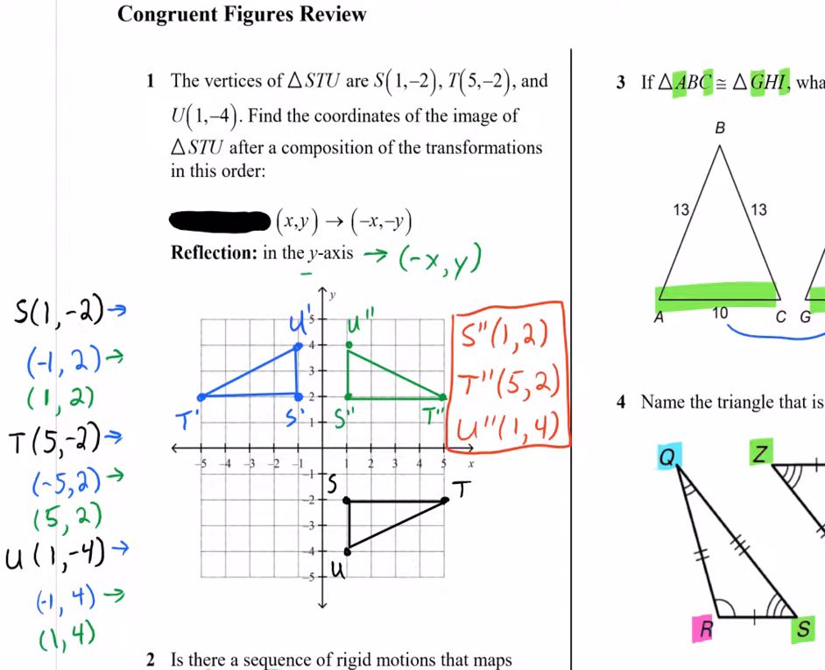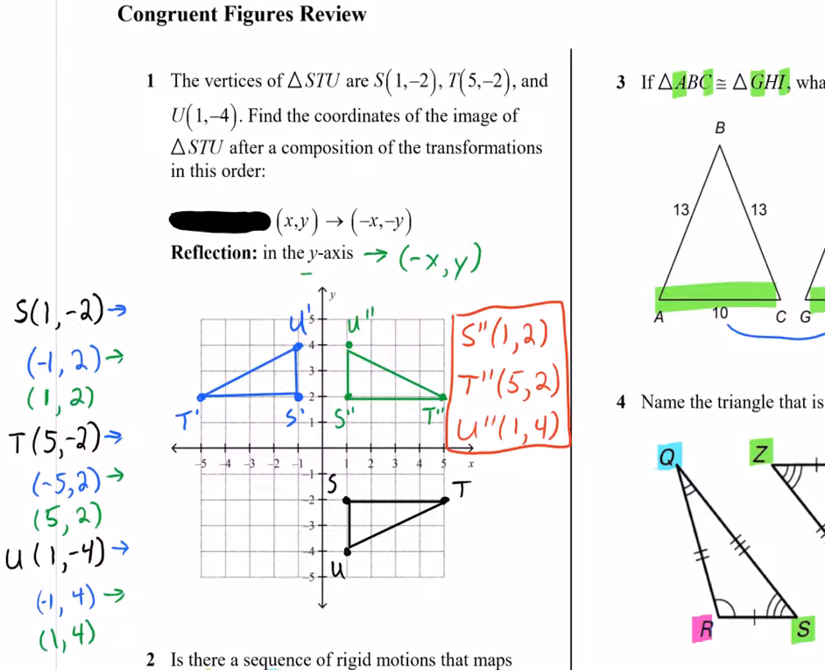We're looking at the congruent figure test review. Number 1 says the vertices of triangle STU are S at 1, negative 2, T at 5, negative 2, and U at 1, negative 4. Find the coordinates of the image of triangle STU after a composition of the transformations in this order.